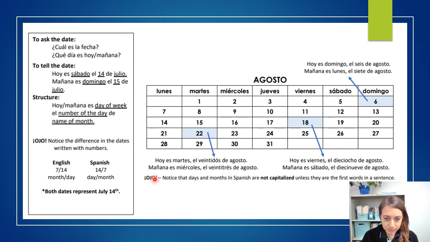And then another ojo, pay attention to this and make sure you write it down. The days and the months in Spanish are not capitalized unless it's the first word in the sentence or a title, as you see here, agosto. But all of the days of the week are lowercase all the time, and the months of the year are lowercase if you're writing them in the middle of the sentence.